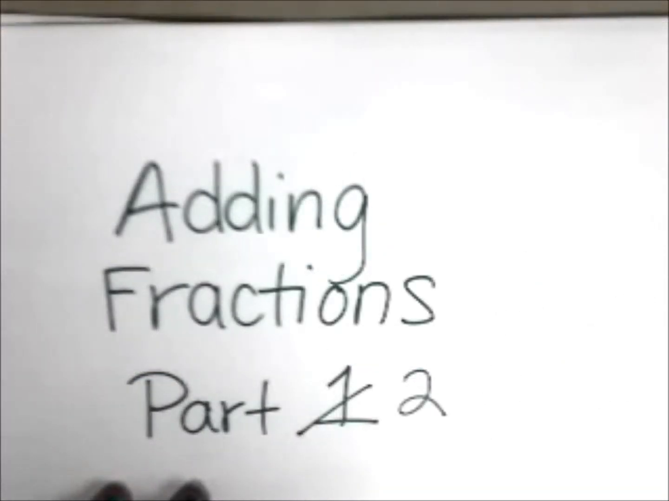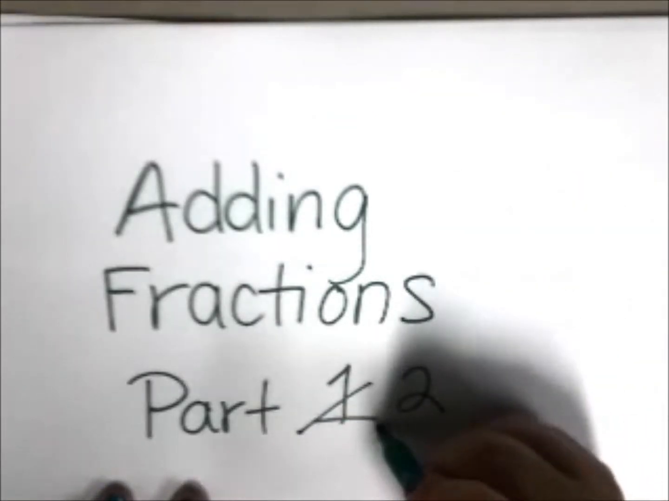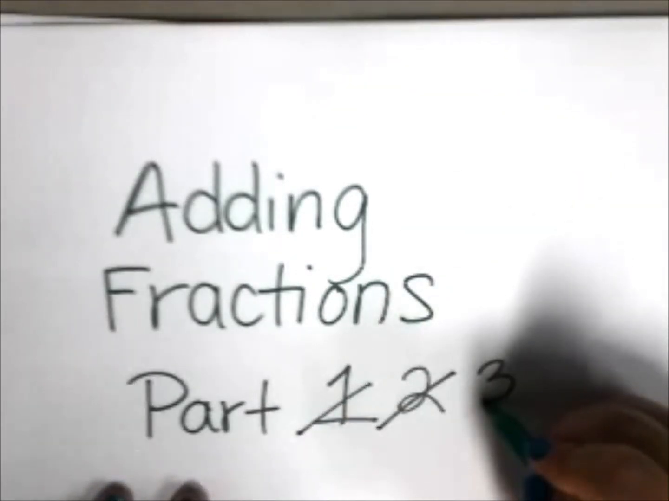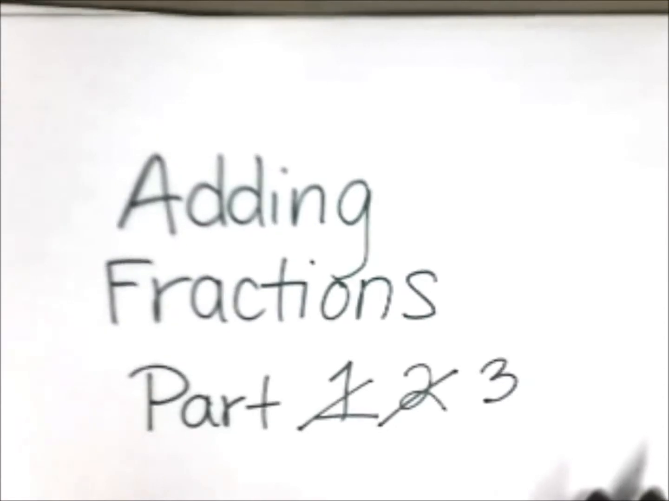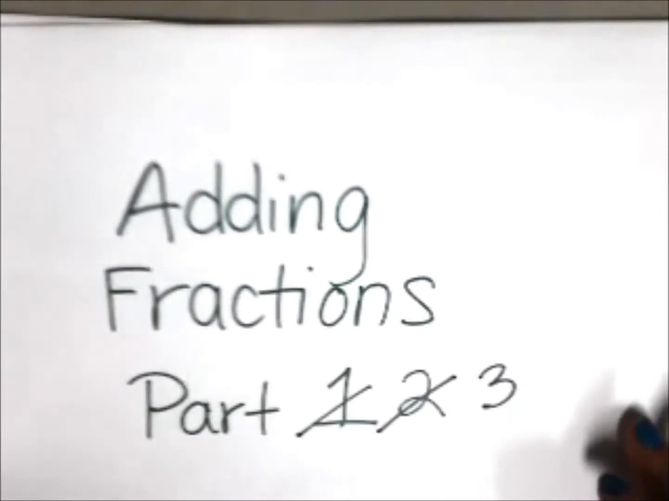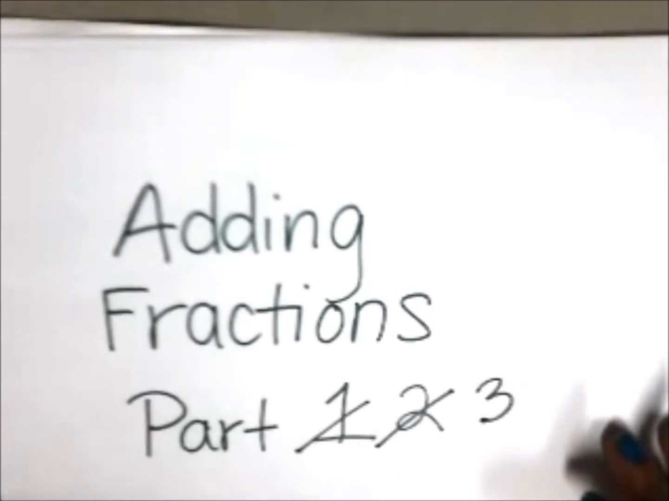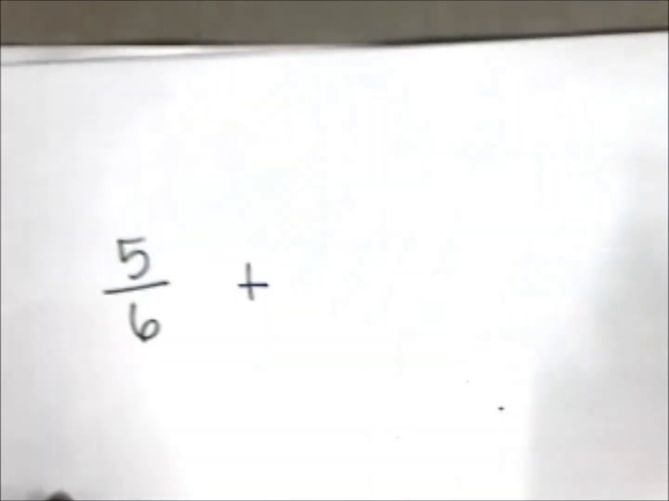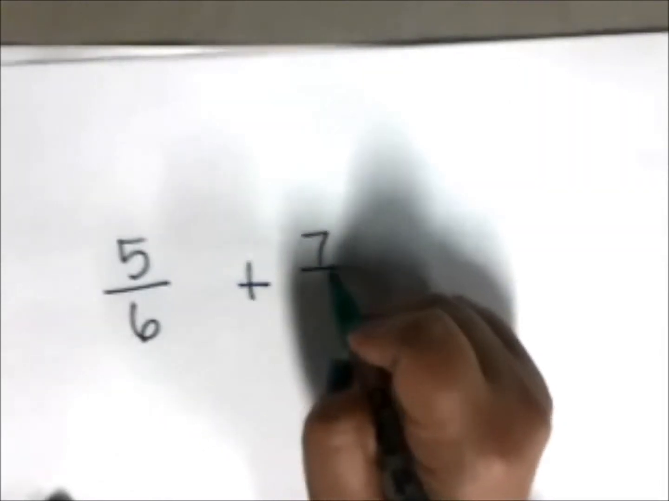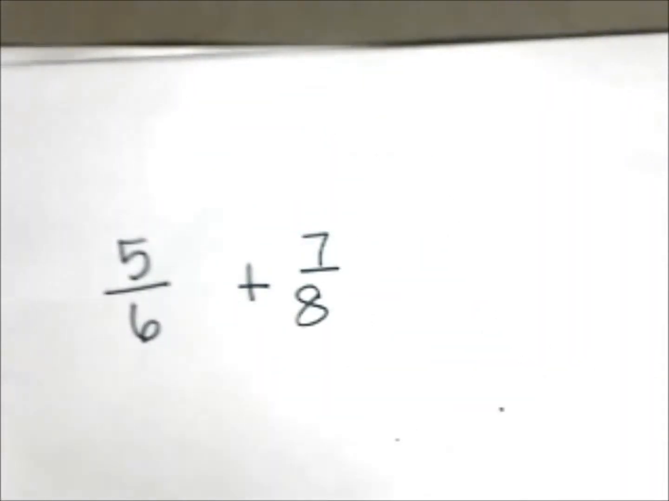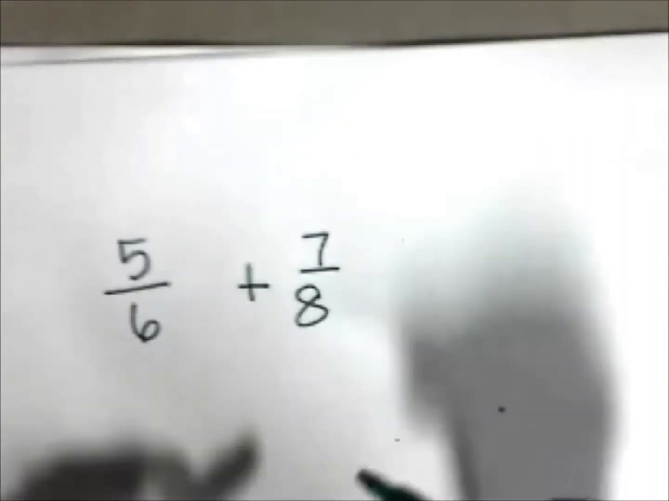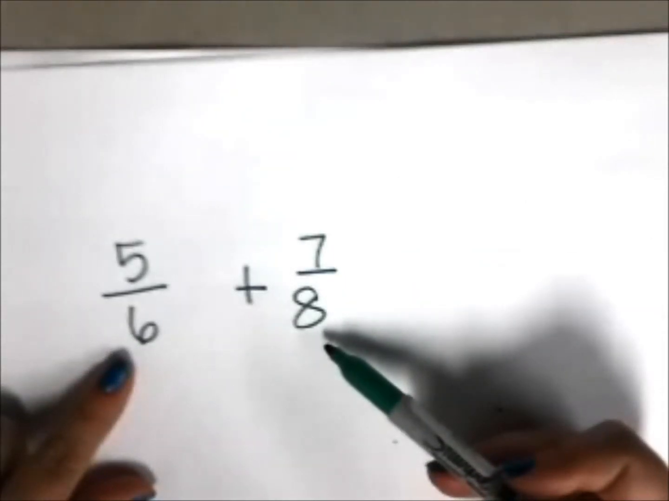Today we are going to be doing adding fractions part 3. And this time we're going to be making it even more complex. I know. This 5th grade math stuff is nothing to joke about. I have 5/6 plus 7/8. I have a very difficult problem here, and that is these denominators are not the same.